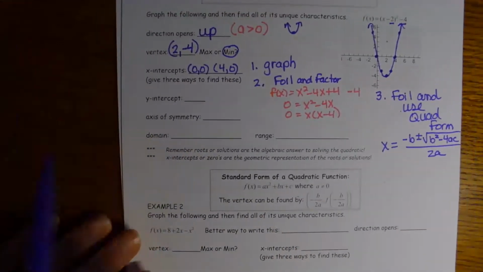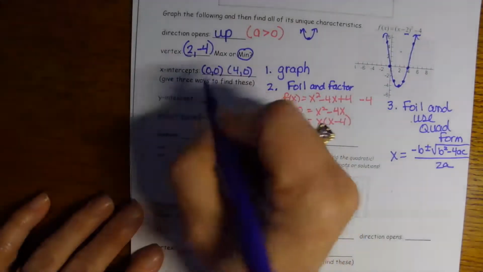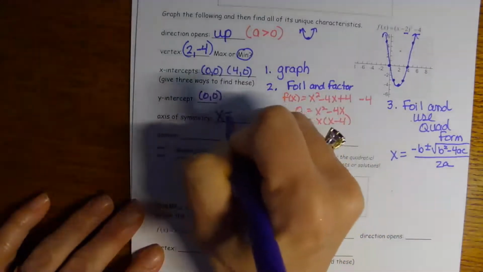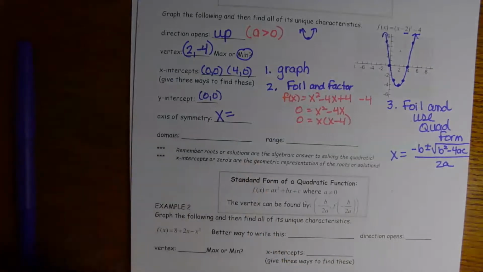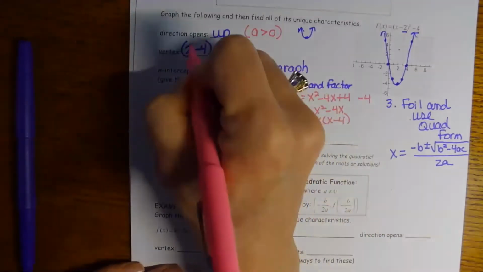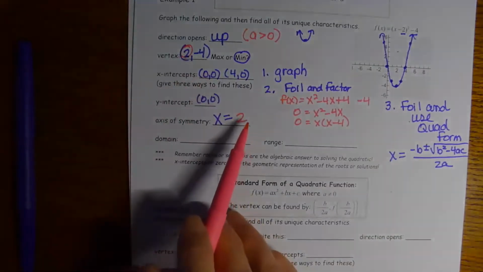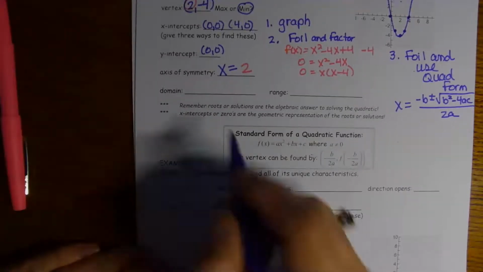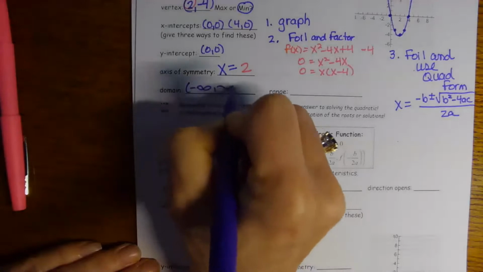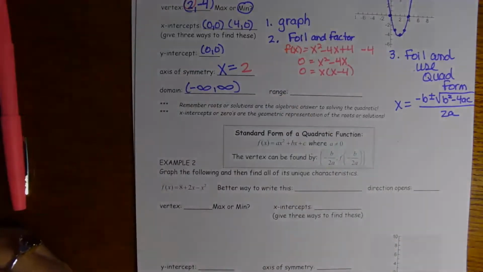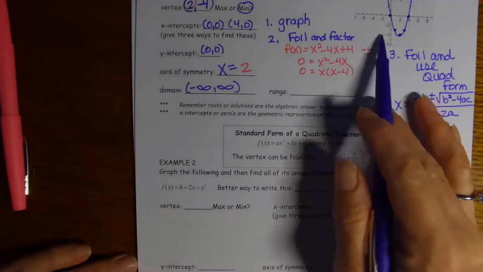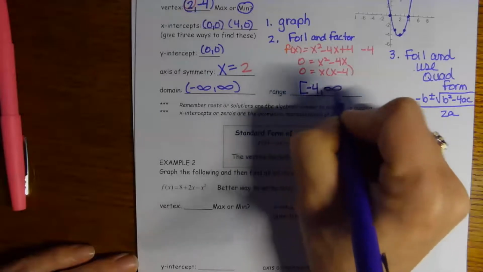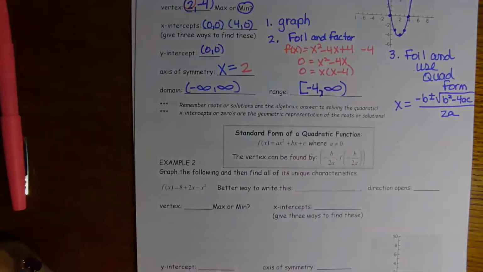Okay, y-intercept. What's the y-intercept on this? We can already see it. It's (0, 0). Axis of symmetry is always x equals, and then it's going to be the x of the vertex. So what is it? Right? This number and this number are always going to be the same. The domain, what's the domain for all quadratics? We know that. The range is going to be bottom comma top. This bottom is at -4. It does touch -4. That's a bracket, it doesn't look curvy.